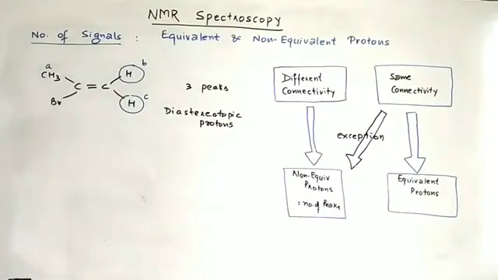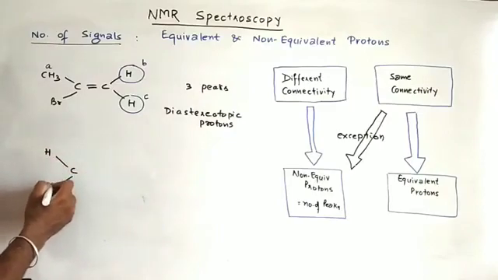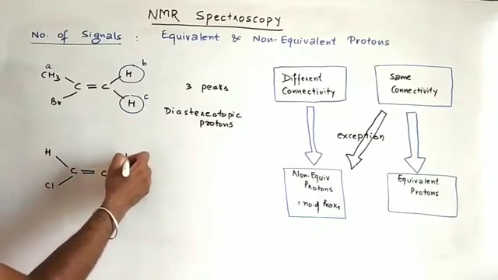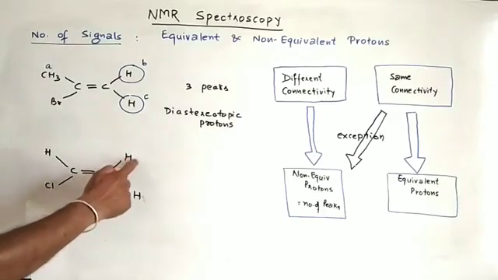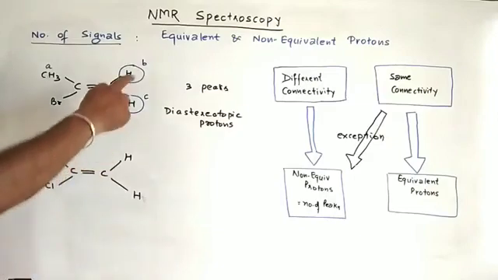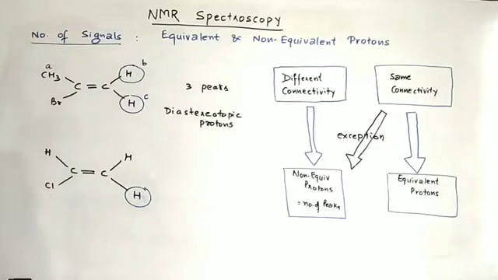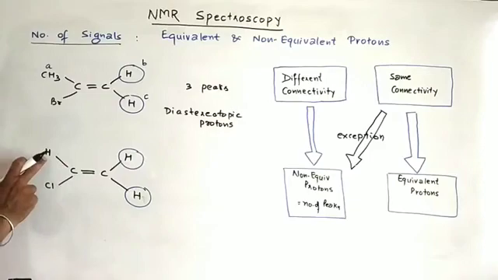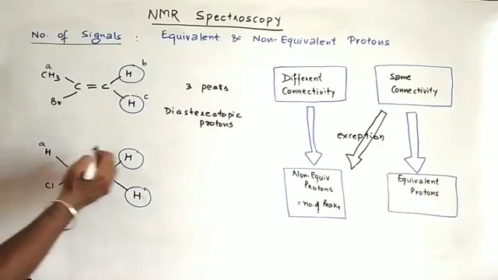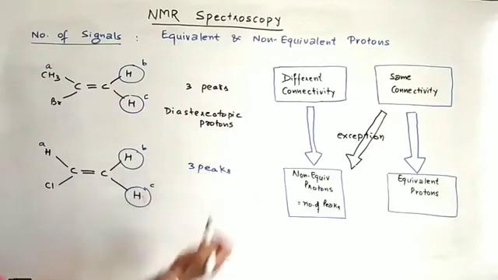Okay, like one more example is we have hydrogen here, chlorine here, Cl, double bond C, H, H. Which two protons have the same connectivity? Like these two protons, they have the same connectivity, just like the previous example. But this proton you can see is cis of chlorine, but this proton is trans of chlorine. Its connectivity is different. So it will give 1, 2, 3 peaks.